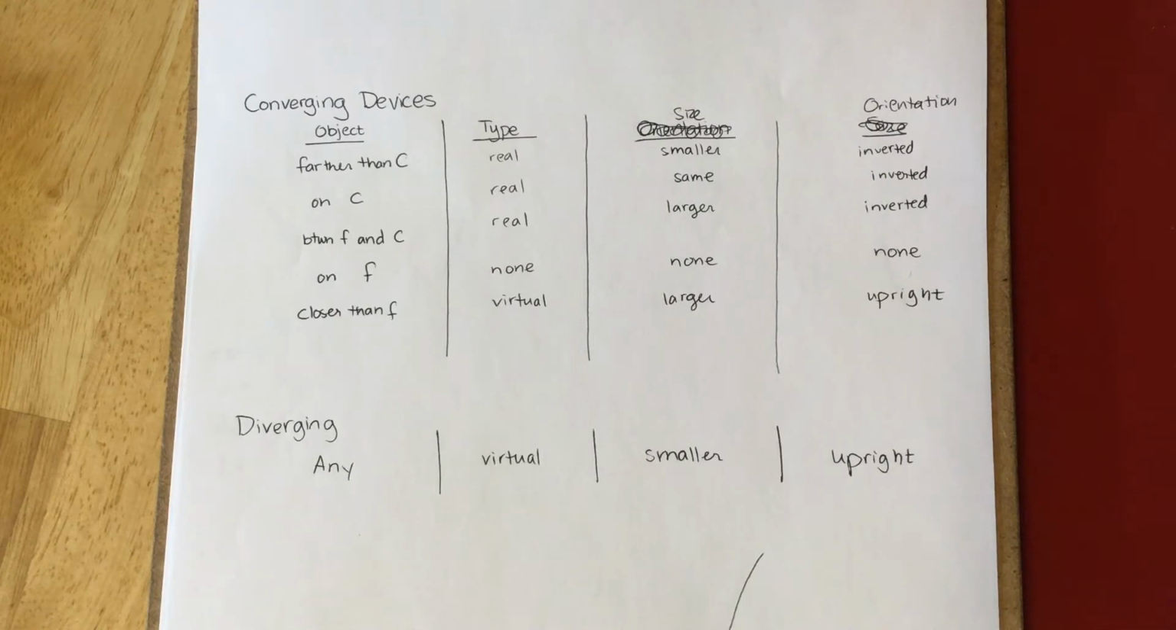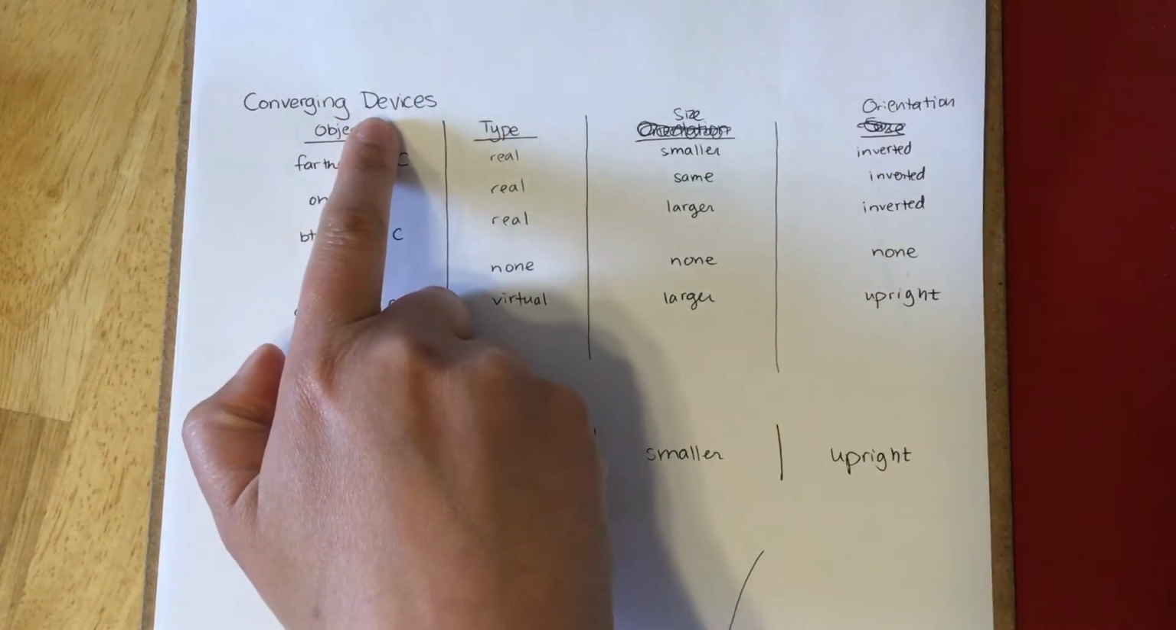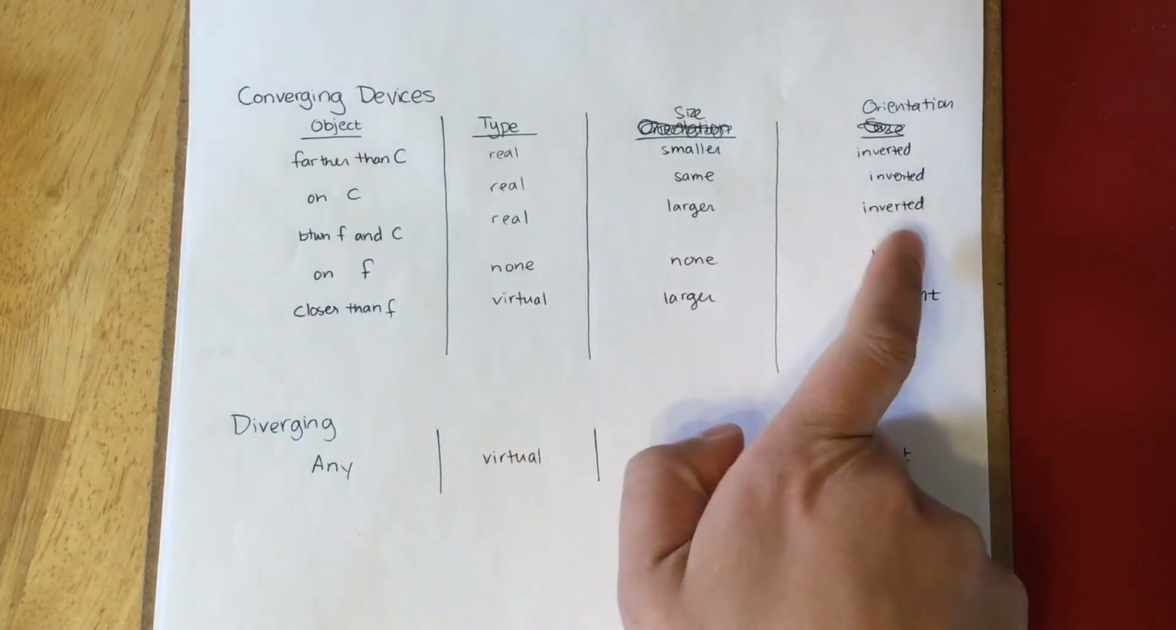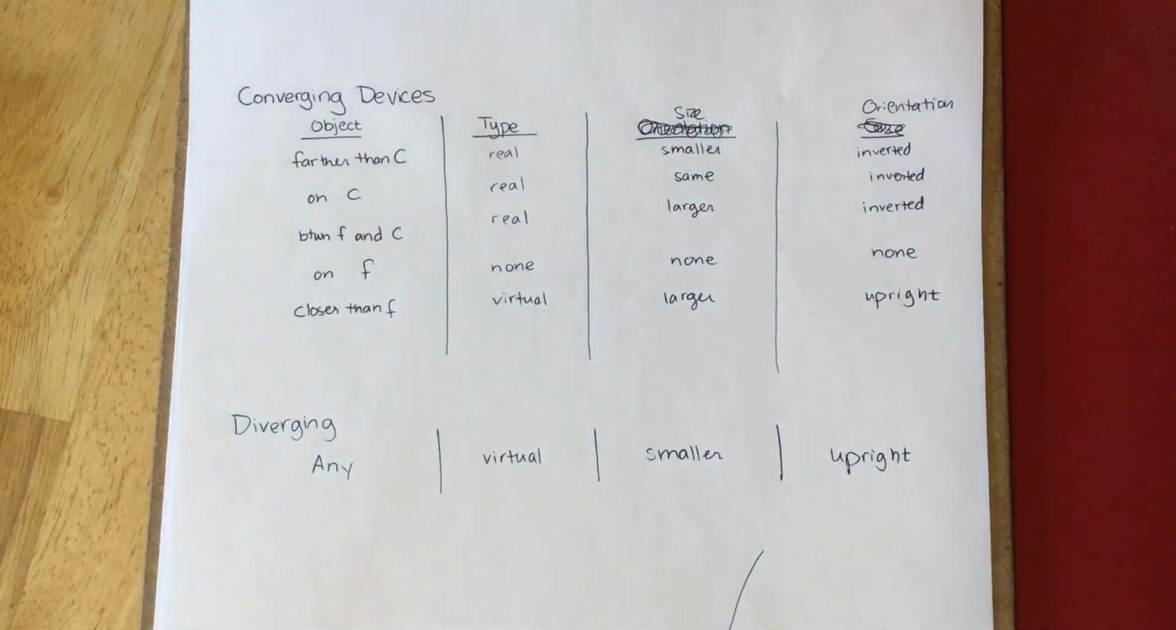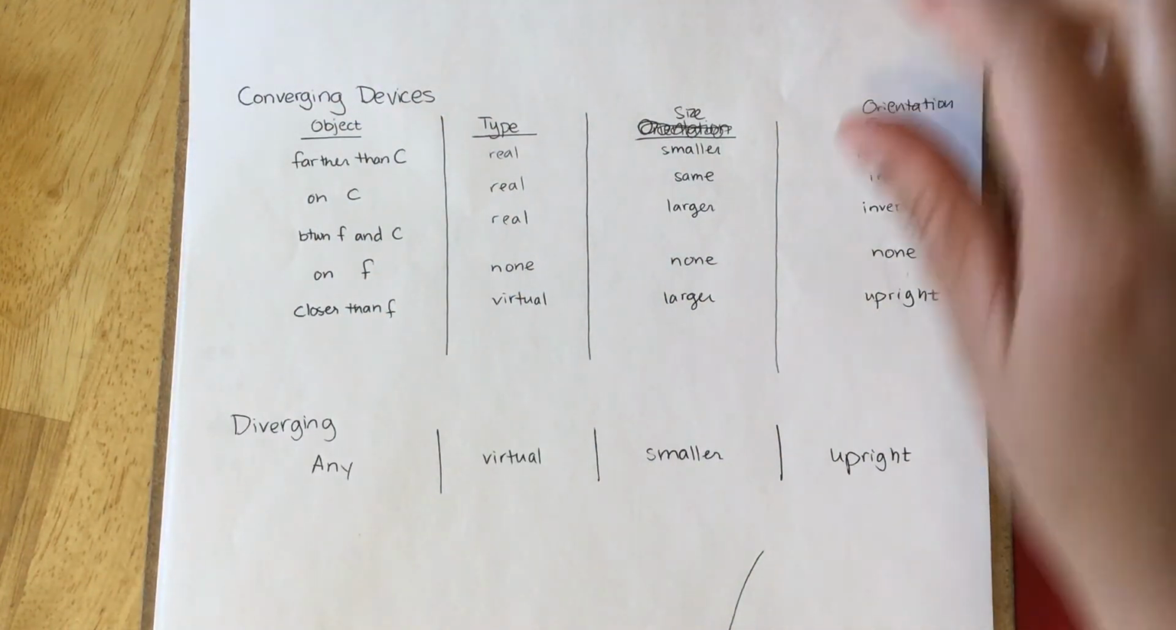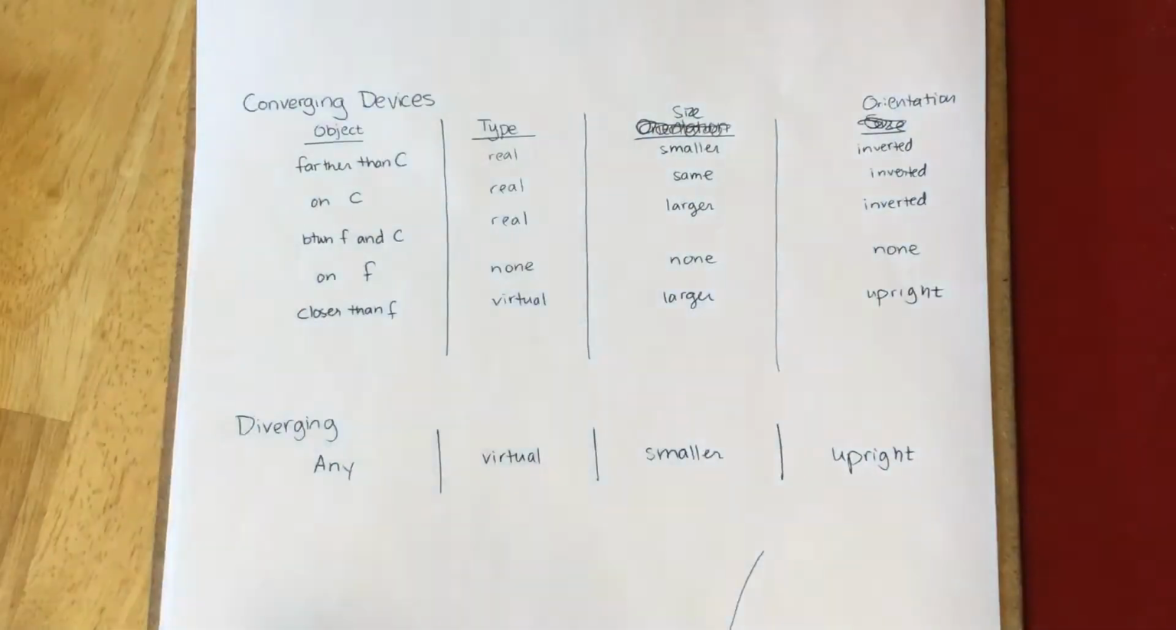You can either memorize using a chart like this or similar, memorize which type of device makes which type, size, and orientation when an object is in certain locations. That's method 1. You could use ray diagrams, and you can use calculations. So let's review method 1.